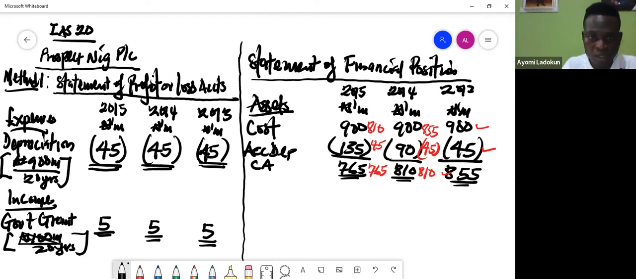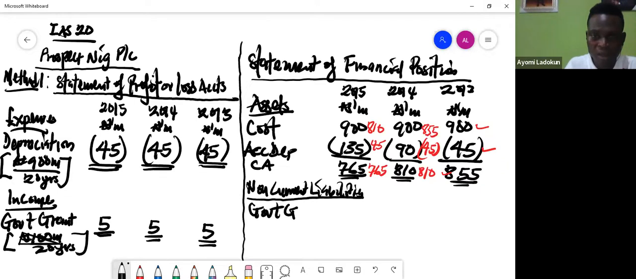So we'll start straight with non-current liabilities. Then under the non-current liabilities, we now have something like government grants. Then we have current liabilities. Then we have government grants.